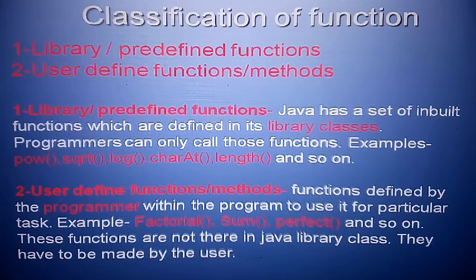Second, user defined function. This function is defined by a programmer within the program to use for a particular task. For example, functions like factorial, sum, perfect, and so on. So many functions that the user or programmer writes according to the requirement. These functions are not there in the Java library. This function is not stored in the library in Java, so it has to be written by the user.